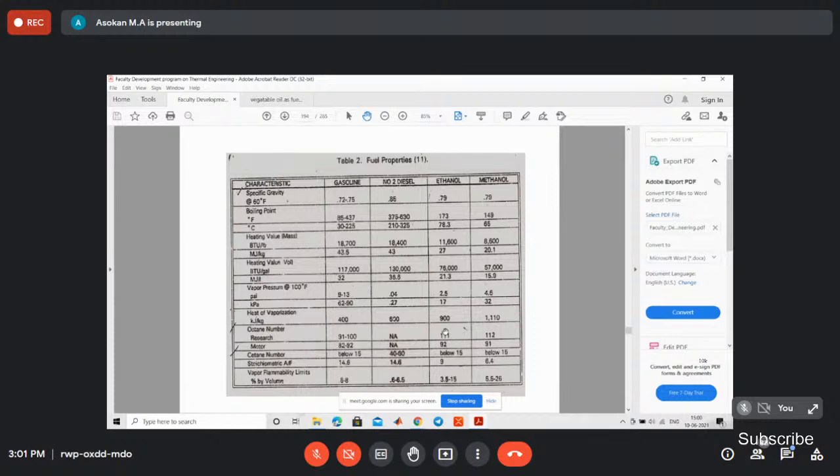Around 5 to 10% ethanol is used as a mixed fuel with gasoline. The cetane number is below 15 for ethanol, so it is not used in the diesel engine. The cetane number needed is 40 to 60, so ethanol is not suitable for a diesel engine. And I can show you some of the properties of natural gas.